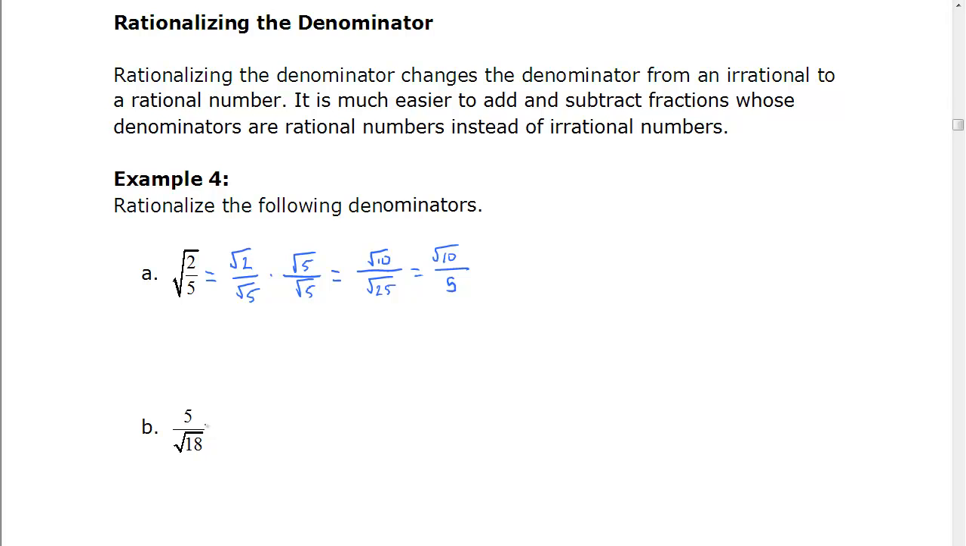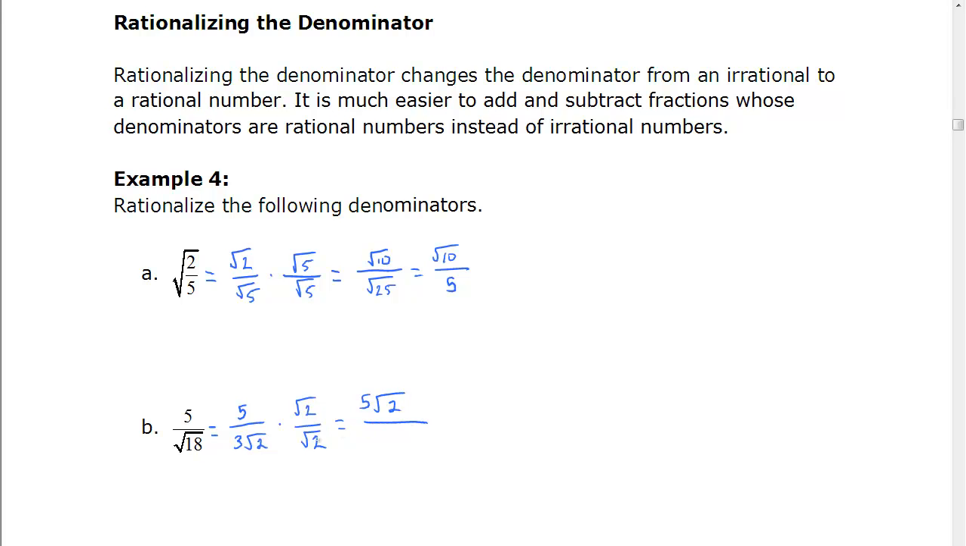In the next example, we can actually simplify the denominator first, and we can say that, well, this is 5 over 3 root 2, or root 9 times root 2, which is 3 root 2. Then we want to get rid of the root 2. So again, we're going to multiply by 1, but this time we're going to write it as root 2 over root 2. On the top, we get 5 root 2.